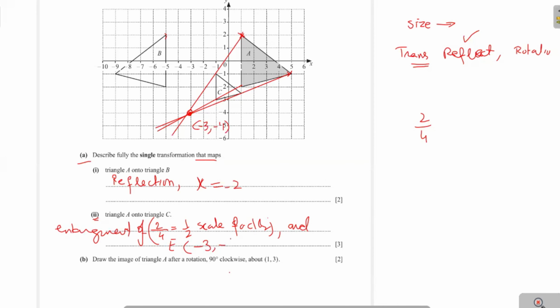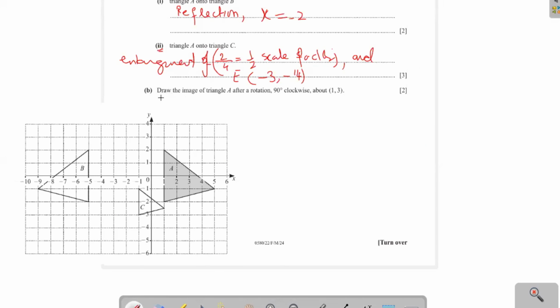Part B, draw the image of triangle A after rotation 90 degrees clockwise about 1, 3. This is the point 1, 3. This is the center of rotation. To draw the image of triangle A after rotation, firstly, we will rotate the object points 90 degrees clockwise.